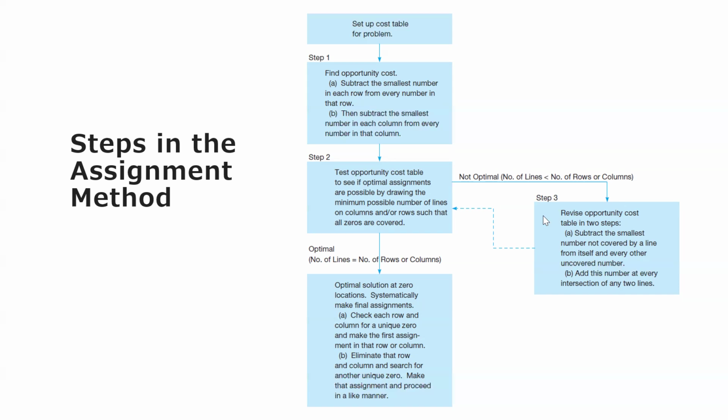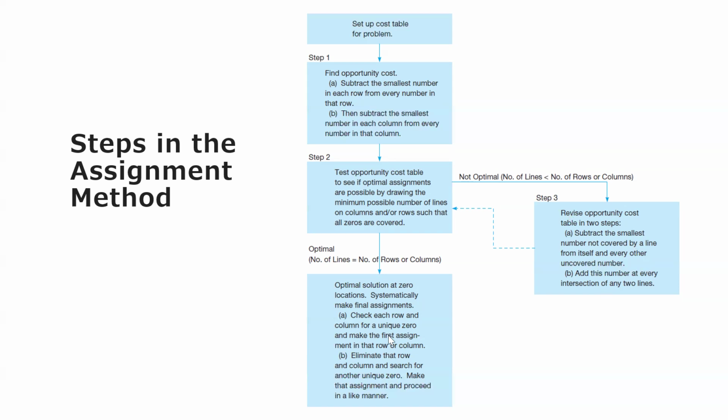This is step 3: revise the opportunity cost table. Subtract the smallest number not covered by a line from itself and every other uncovered number. Then add this number at every intersection between two lines. An optimal solution is at the zero locations.